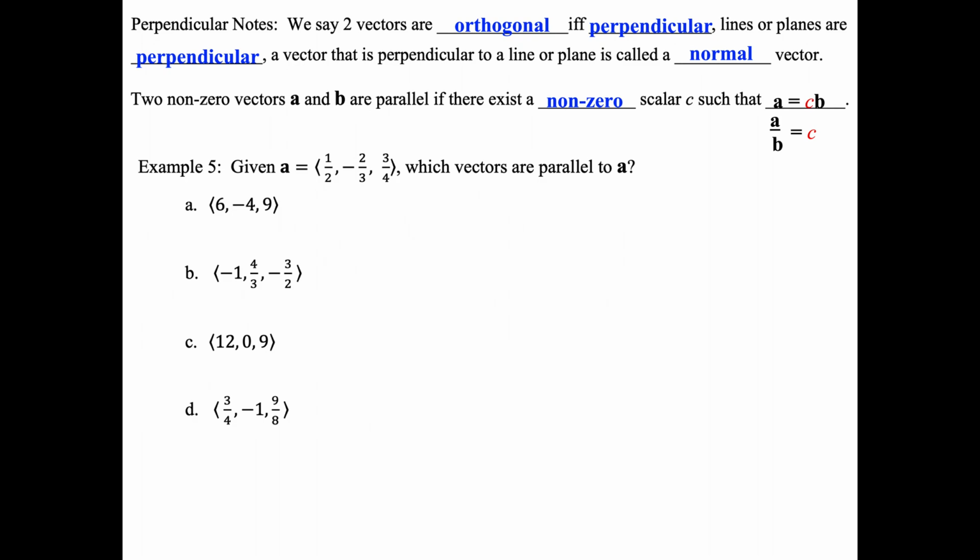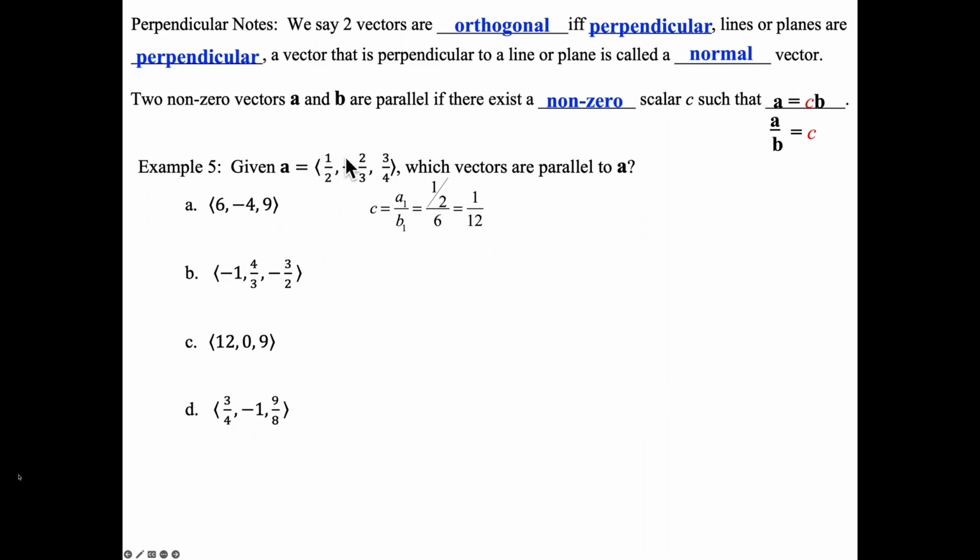So in example 5, we're given vector A to be 1/2, -2/3, and 3/4. Which of the vectors below will be parallel to A? To start this out, we'll treat the vectors A, B, C, and D as my vector B in the definition. So what I want to do is take 1/2 and divide it by 6. And 1/2 divided by 6 is 1/12.